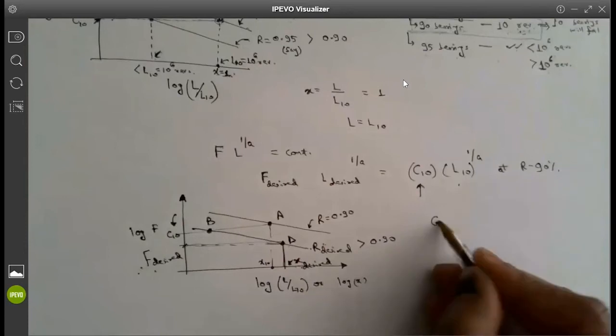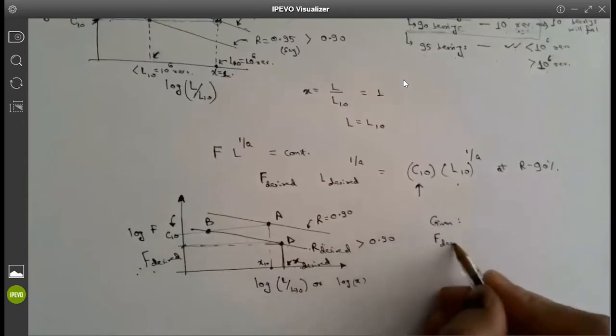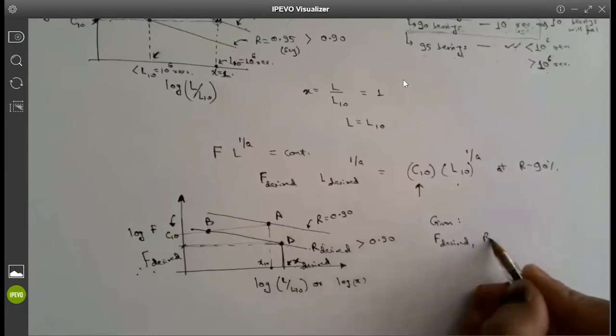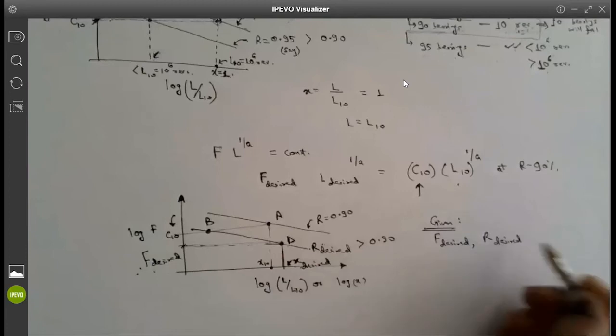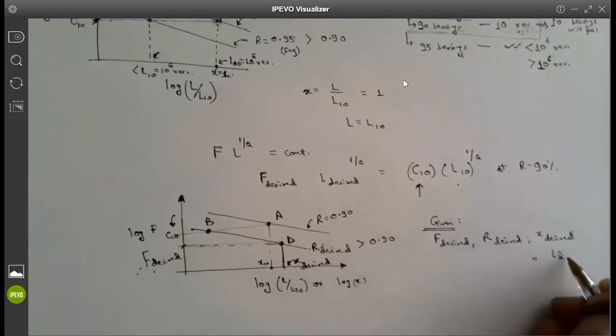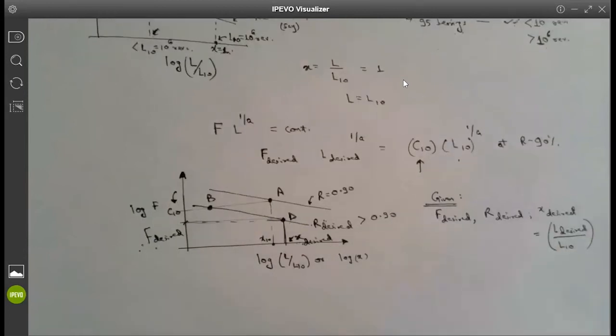So now we are given these three values: F desired, R desired, desired reliability, and desired life. These are all given to us. X is your dimensionless life form. X is defined as L desired in number of revolutions divided by L10. L10 is 1 million revolutions. So you actually know what X desired is.